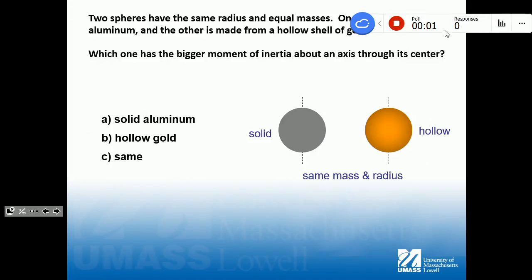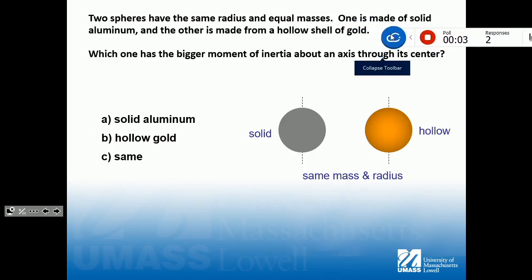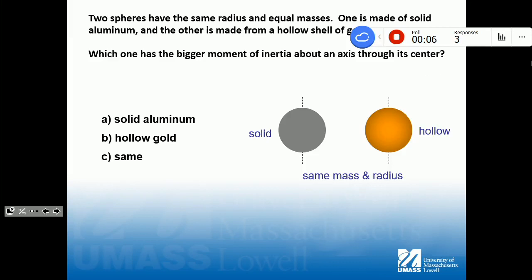Now I'm asking you to consider two different objects. They're both spherical, two spheres. One is hollow, one is solid. So one is like a basketball, the other is like a marble of the same mass and radius. Now tell me, which one would have a greater moment of inertia? In which case is the mass further away from the axis of rotation? That's the question you want to answer.